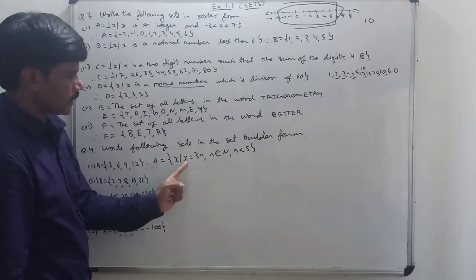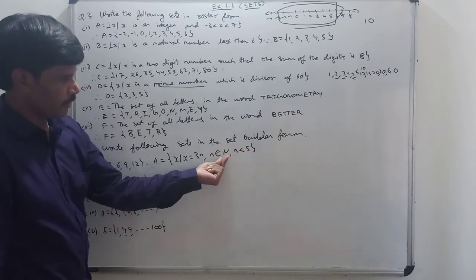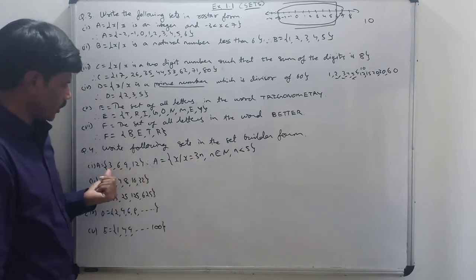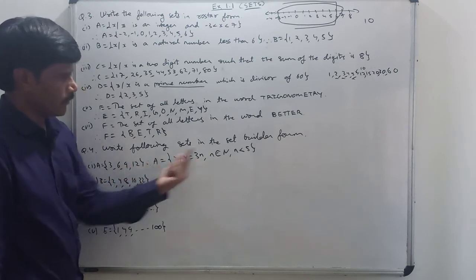So x is such that x is equal to 3n, where n belongs to N, where n is less than 5. So one by one you put the values. First natural number is 1. So when you put 1 in place of n, 3 1s are 3. So first value of x is 3. Then you put 2, 3 2s are 6, second element, 3 3s are 9, 3 4s are 12, 5 we don't have to take.